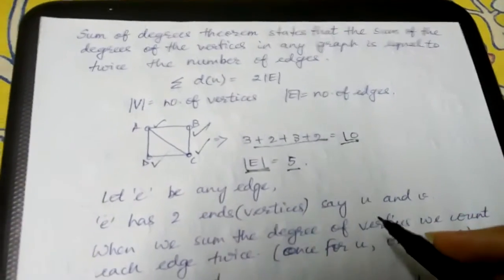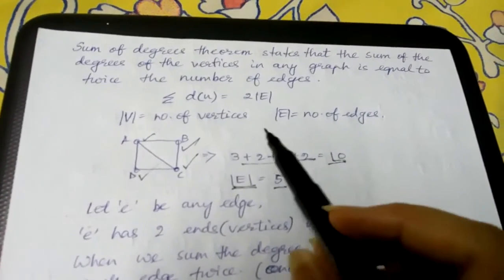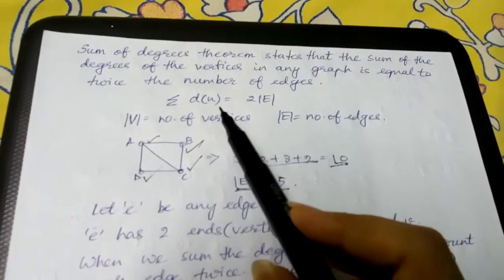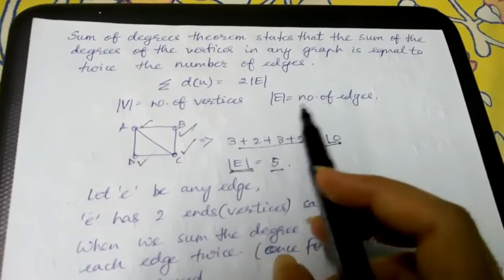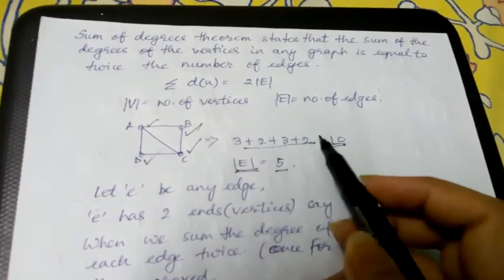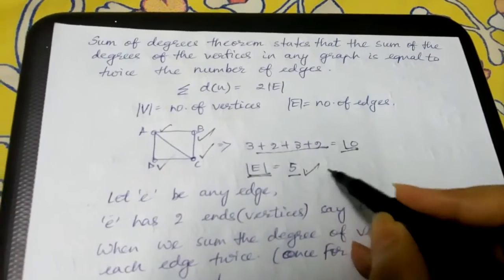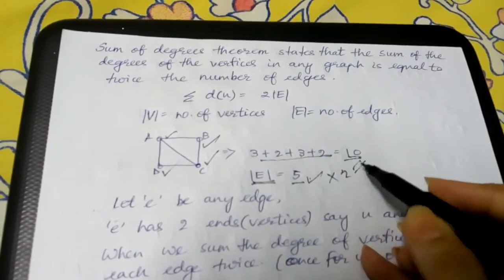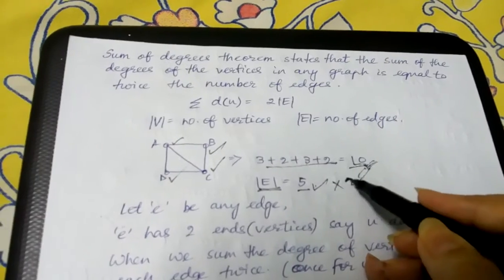So hence the theorem is proved that the sum of the degrees of the vertices in any graph is equal to twice the number of edges. So here you see that the number of edges is 5. If I multiply by 2, I get 10. So 10 is the sum of the degrees of the vertices.